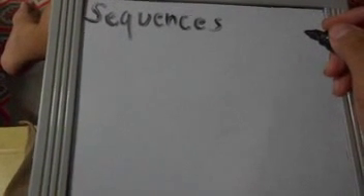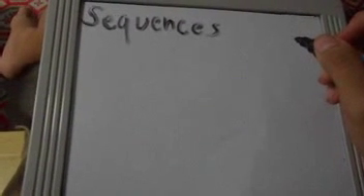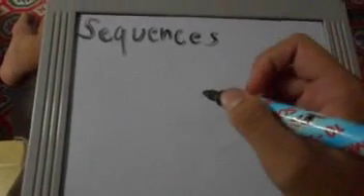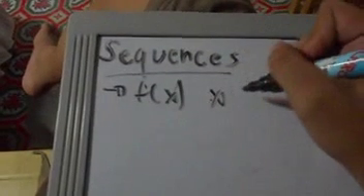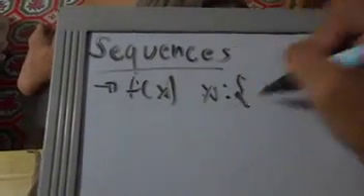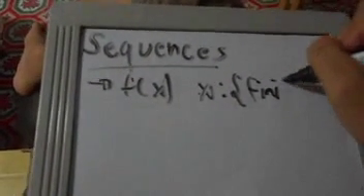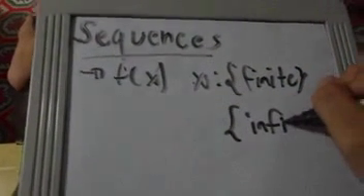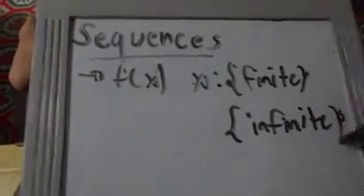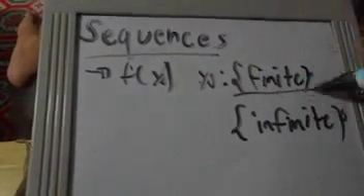Before we start our lesson about arithmetic sequences, let's first tackle sequences. So what is a sequence? A sequence is a function whose domain is the finite or the infinite set of numbers. So what is a finite set?